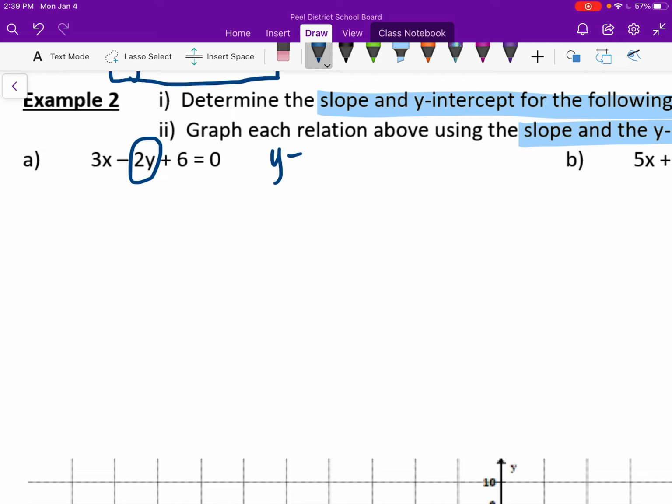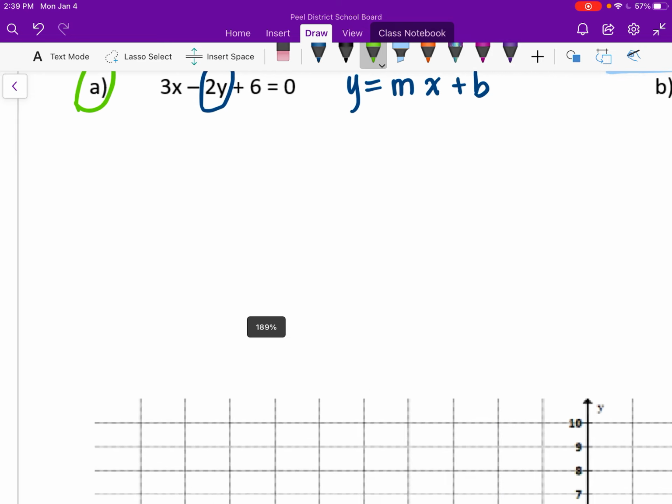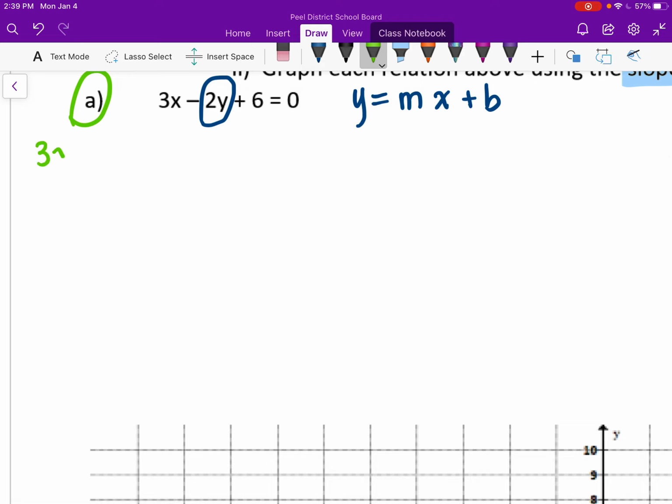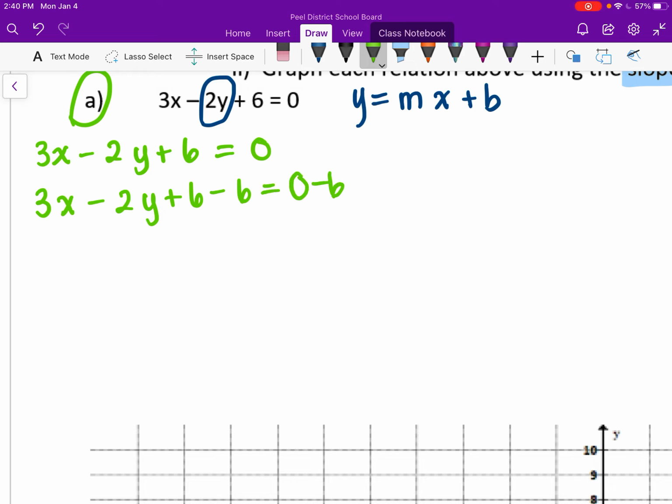because I know that it's going to be y equals mx plus b, right? So I can just rearrange this equation and try to get the y by itself. Both ways are completely acceptable. This way is just, in my personal opinion, way easier to work with. So I'm going to say, okay, 3x minus 2y plus 6 equals 0. I'm going to want to get rid of the 6 first. So I'm going to say 3x minus 2y plus 6 minus 6. Whatever I do on one side, I have to do to the other. So then this becomes 3x minus 2y equals -6.